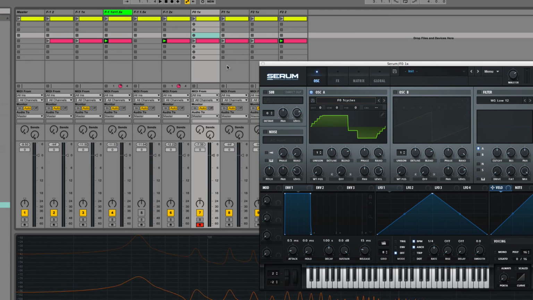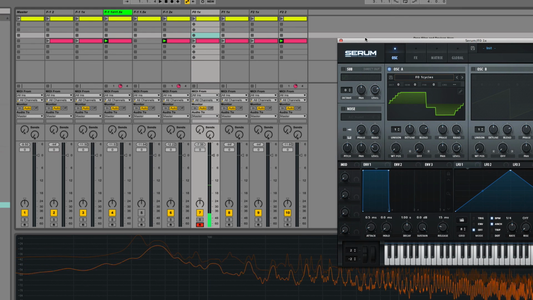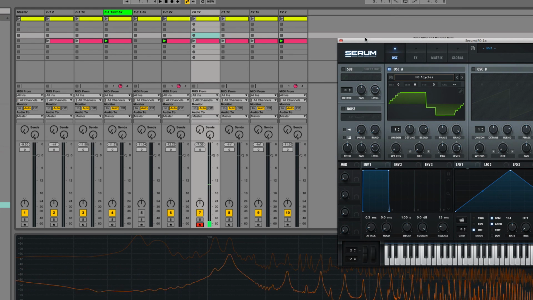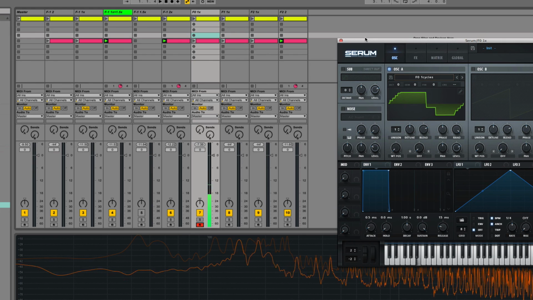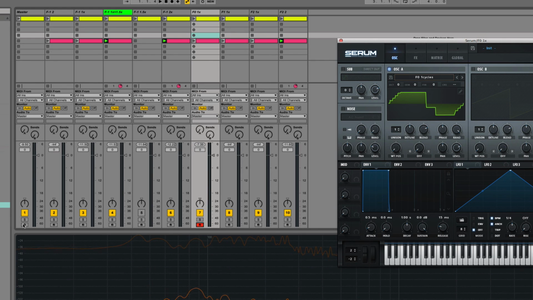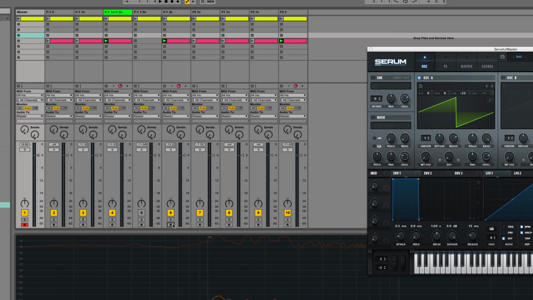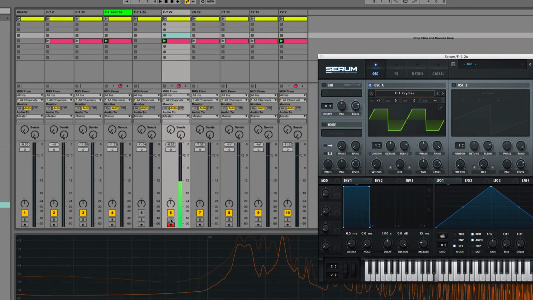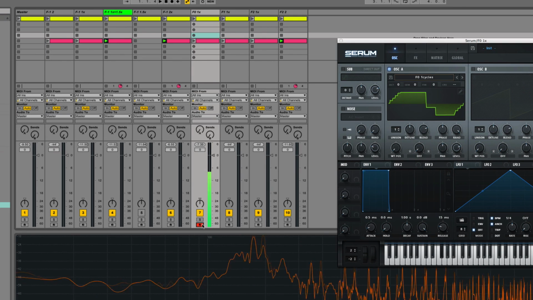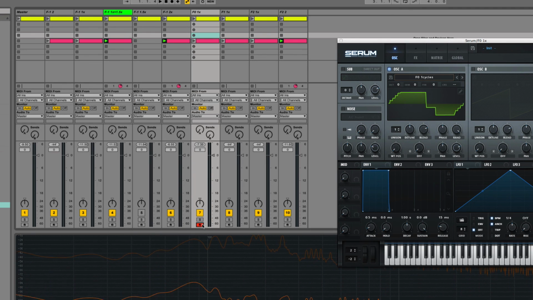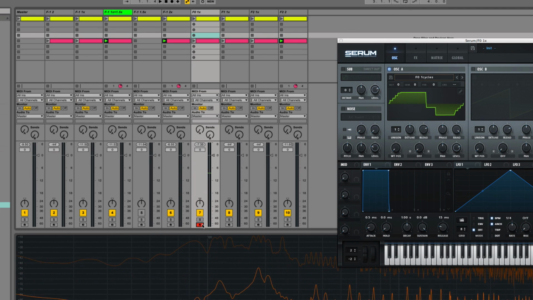I'm having a pretty hard time deciding which is the closest remake. The cool thing is if you go up high, you don't get that weird sound you get over here, which is awesome. And you can hear the high end sounds different on each one. That is kind of where this gets cool.